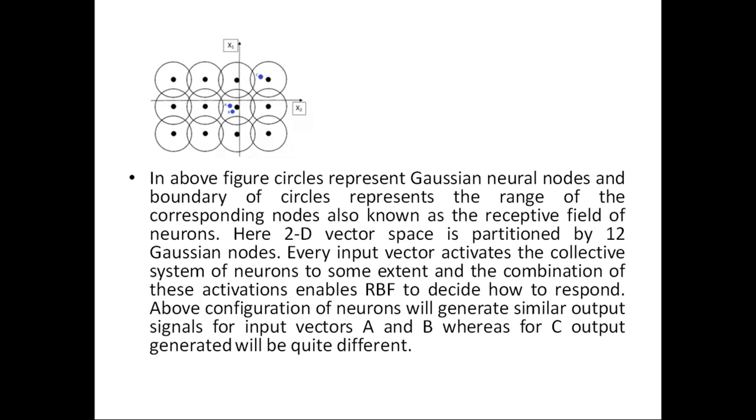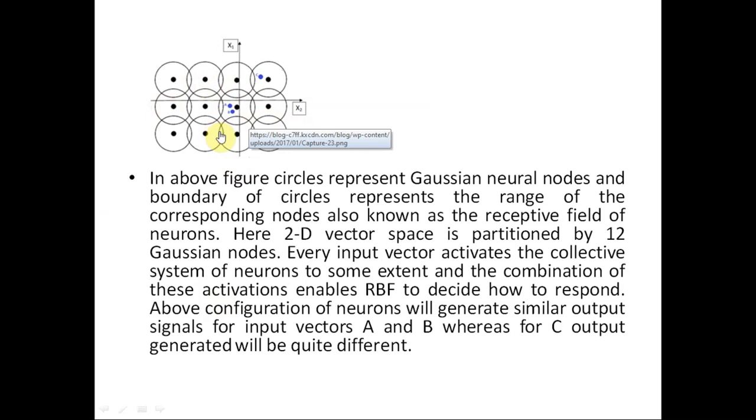So now the boundary of the circle represents the range of the corresponding nodes. This is also known as the receptive field of the neuron. Receptive means up to that point it can receive the information. Here the 2D vector space is partitioned by 12 Gaussian nodes. You can see the first layer 1, 2, 3, 4, second layer 4, 4, 4. It is 12. Okay, so 12 nodes are there.